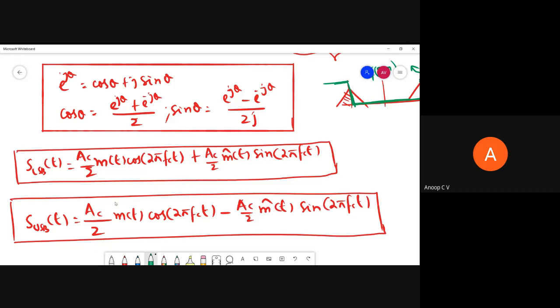So this is how we obtain the time domain expression of SSB. What we have done is initially we obtained the frequency domain expression, and then we have taken its Fourier transform. So that's all about today's session.